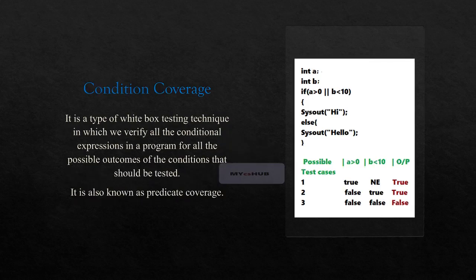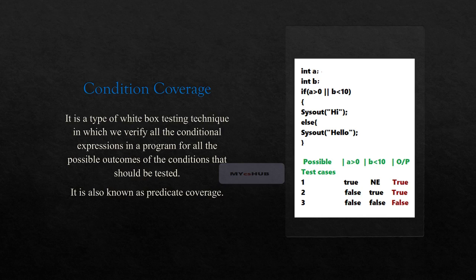Now coming to condition coverage, it is a type of white box testing technique in which we verify all the conditional expressions in the program, and all the possible outcomes of the conditions should be tested. It is also known as predicate coverage.